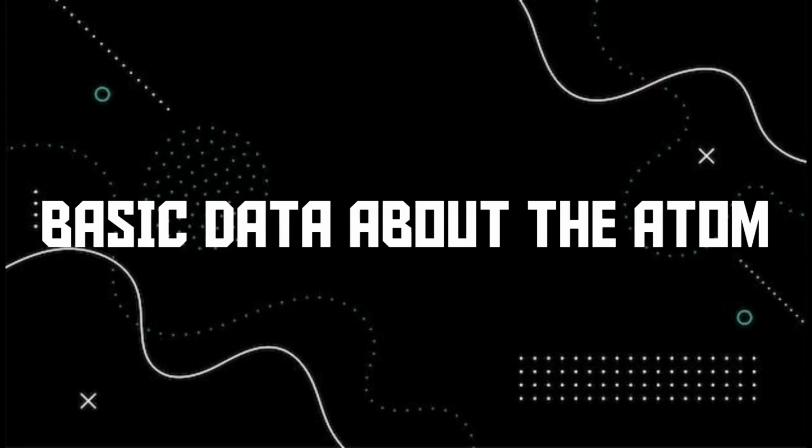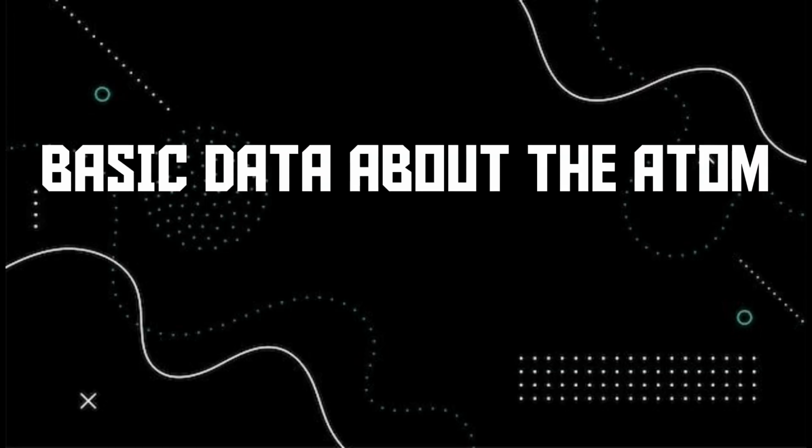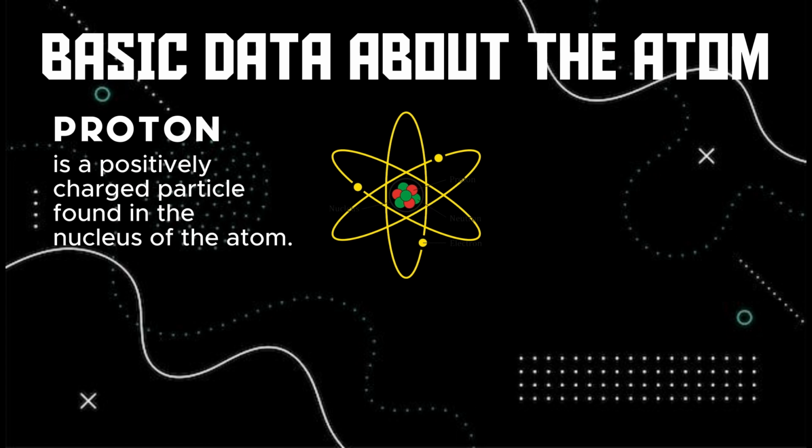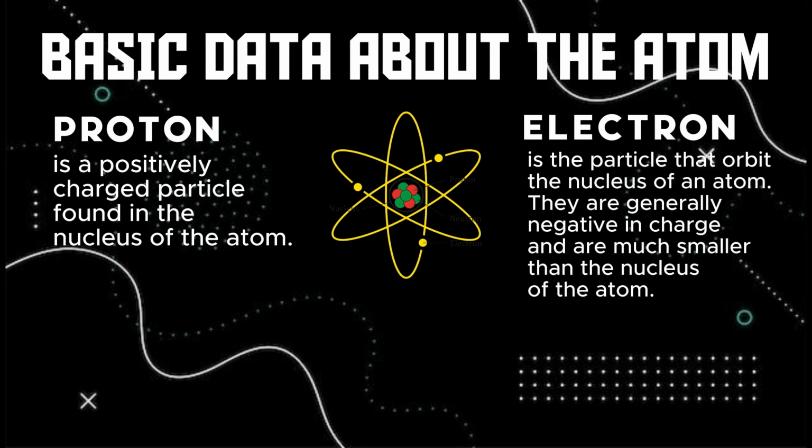Next, basic data about the atom. Proton is a positively charged particle found in the nucleus of the atom. This is a tiny, dense region at the center of the atom. Electron is the particle that orbits the nucleus of an atom. They are generally negative in charge and are much smaller than the nucleus of the atom.